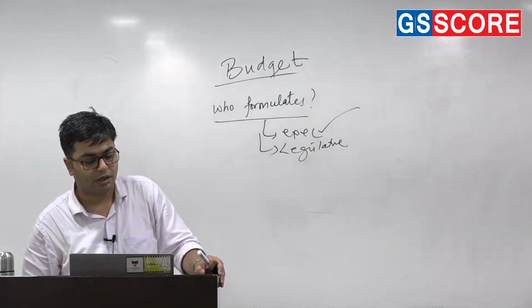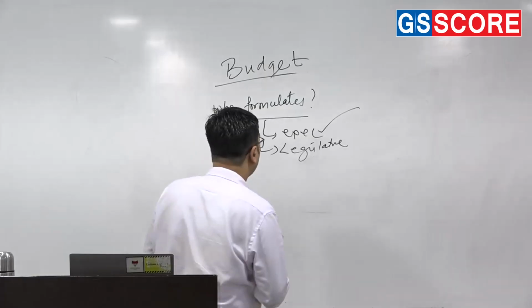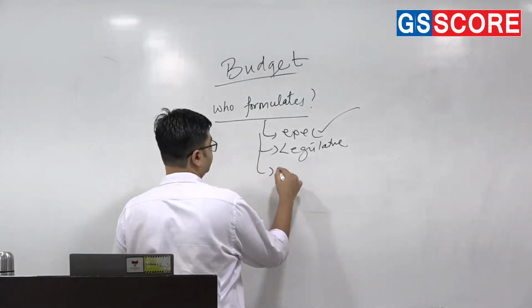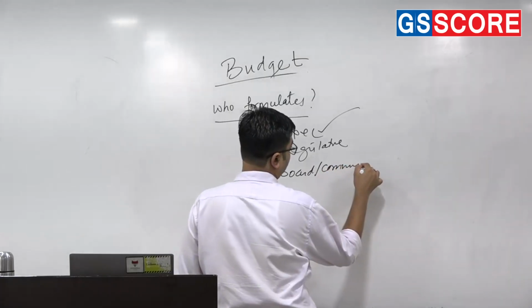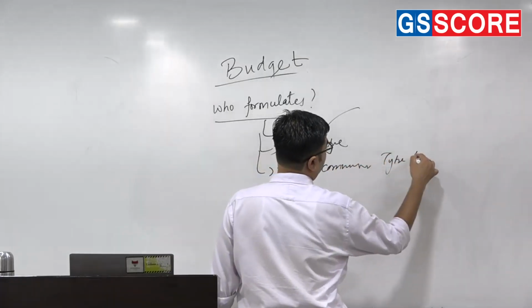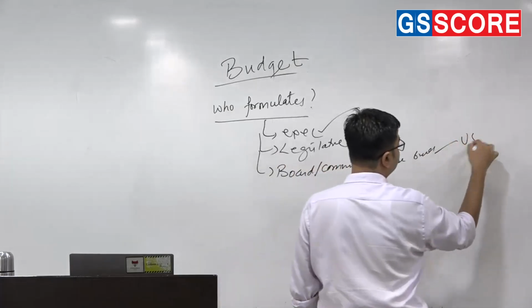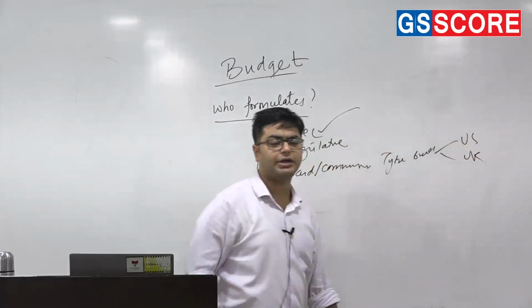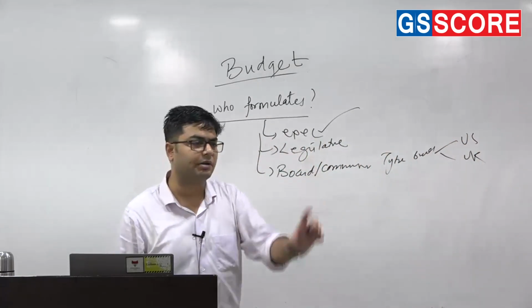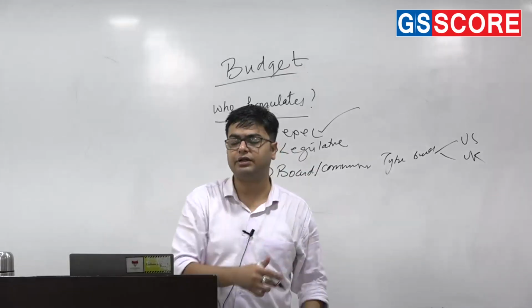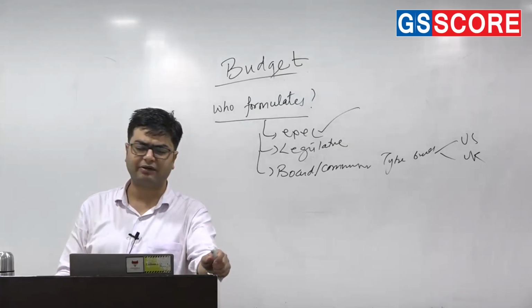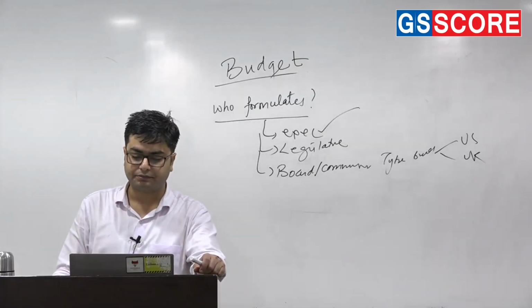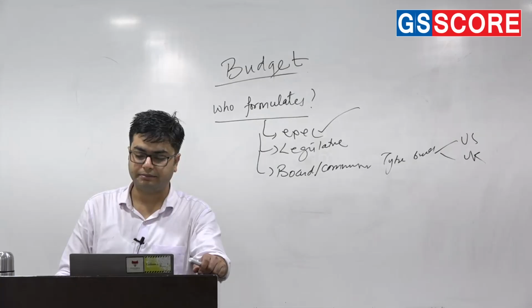Okay? Then there is a board or commission type budget. Now what happens in US and UK, this is not applicable to India. There is a budgetary body largely associated with local governments and they frame the budget. Municipal governments basically. Okay?